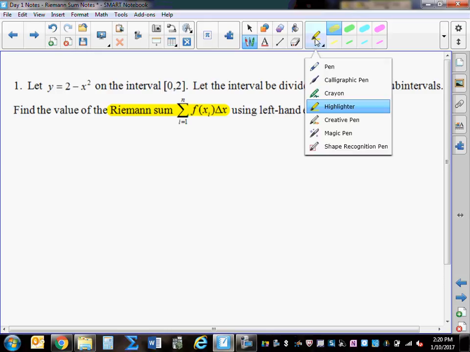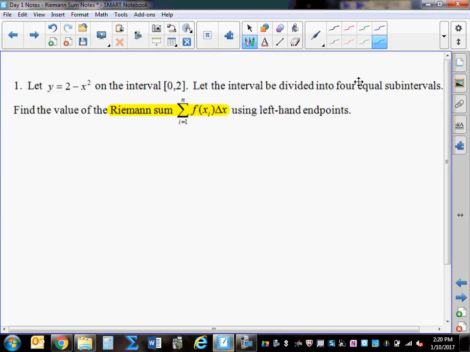Okay, so they've given us our function here. They've given us the interval. This is my a value and my b value. And they said 4 equal subintervals. Notice it's equal, so this means we're going to have 4 different intervals, my n value is 4. 4 rectangles we're dealing with. And again, we are working with the left-handed endpoints.